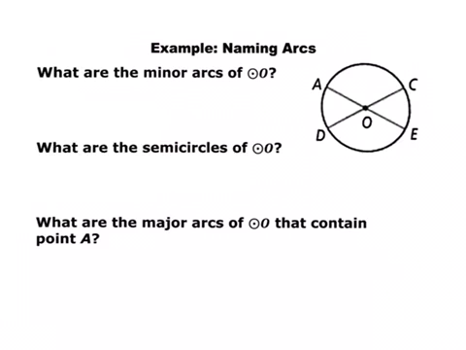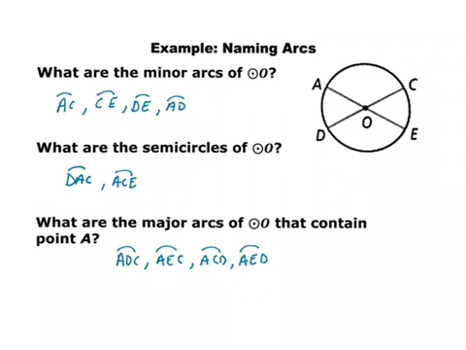So here we have minor arcs AC, CE, DE, and AD. Semicircles would be DAC or ACE. And remember, the lettering could be rearranged in terms of you could say CAD and ECA. And then major arcs containing point A: ADC, AEC, ACD, and AED.